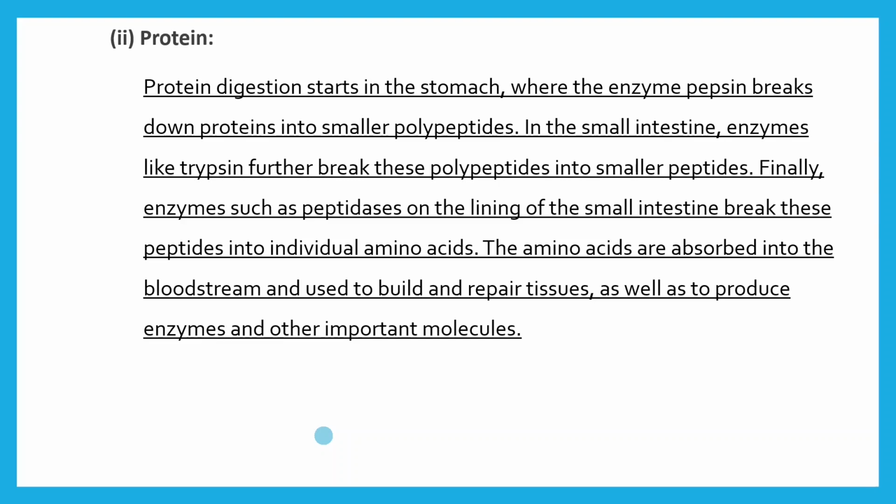So in the mouth, we have trypsin breaking down protein into polypeptides. Then in the small intestine, we have trypsin breaking polypeptides into peptides. Then in the lining of the small intestines, we have peptidase breaking down the peptides into amino acids. Then amino acids are absorbed now into the bloodstream. For what purpose? They are used for building and repair of tissues, and also for building molecules such as enzymes and any other molecules that need proteins. So that is the order of protein digestion in the human body or in a mammal.